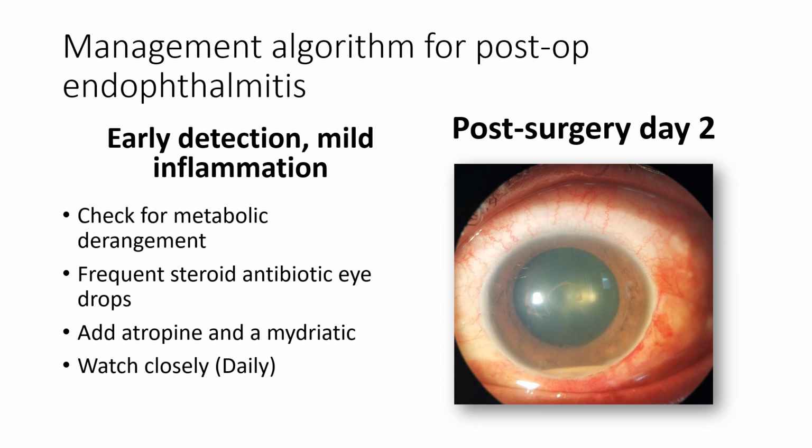Check for metabolic derangement. Start frequent steroid antibiotic eye drops and keep the patient under follow-up. Add atropine and a mydriatic both. Keeping the pupil dilated is very reassuring for the clinician to know that everything is under control. And watch these patients daily because you may have to take a decision to stop or taper off the steroids.